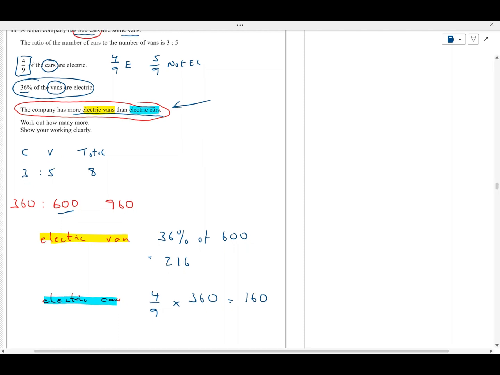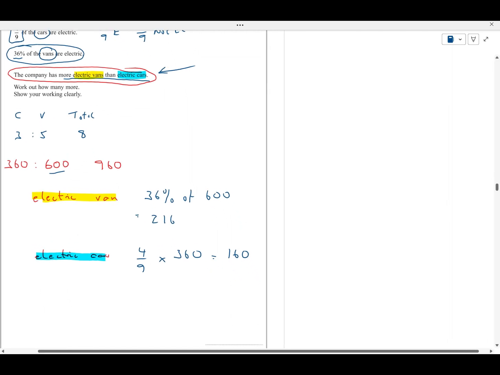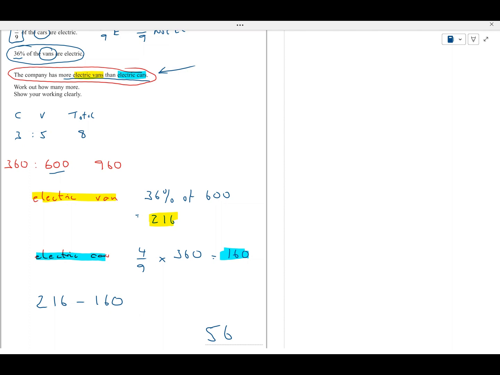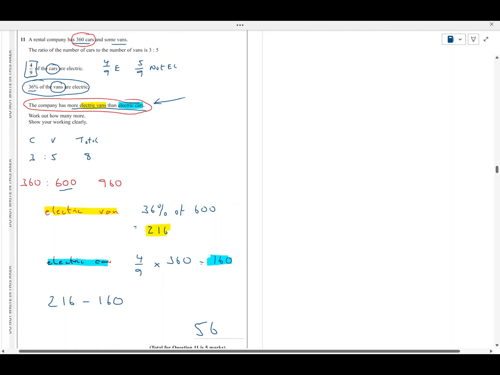Go back to here. The company has more electric vans than electric cars. Yes, it does, because it has this many electric vans and this many electric cars. How many more? 216 minus 160. 56 more. And that is question 11 done.